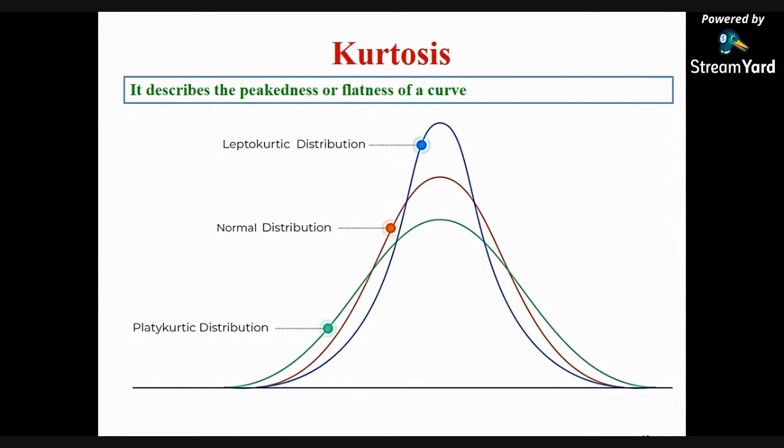Now the next concept is kurtosis, which gives me the peakedness or flatness of a curve. This is the normal curve, the middle curve. If my curve is peaked in this way, then it is said to be leptokurtic. If my curve is flattened this way, it is said to be platykurtic, which means if the variance in the data set is more, then we say platykurtic, and if the variance in the data set is less, we say leptokurtic.